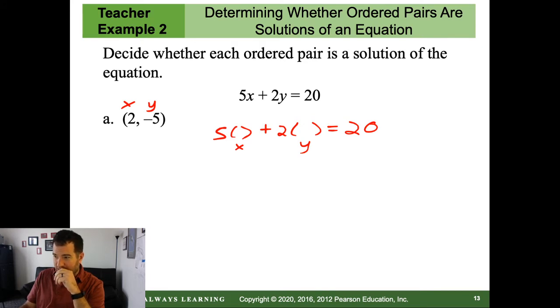So my x is actually 2. And this is a negative 5. Sorry, that's weird. So 5 times 2, I believe, is 10. I think 2 times negative 5 is negative 10.